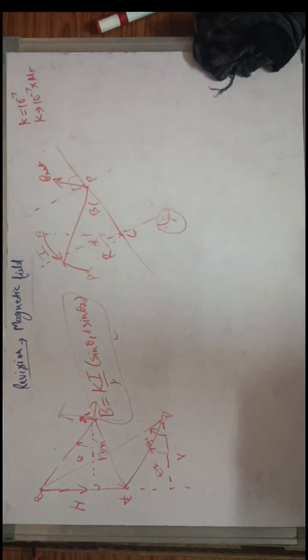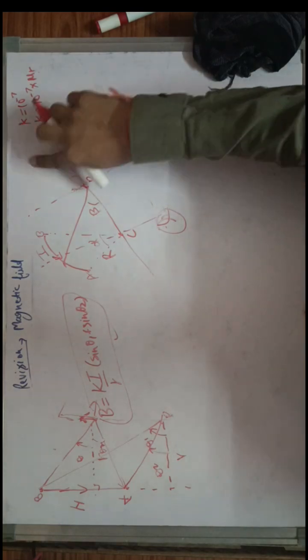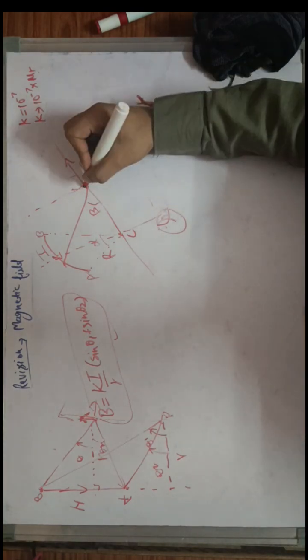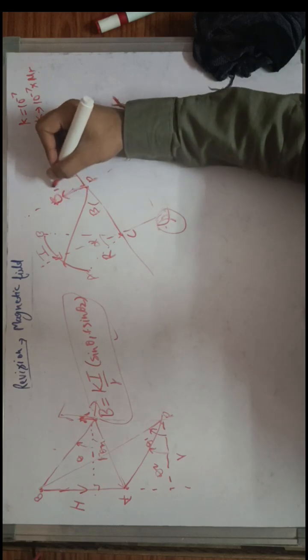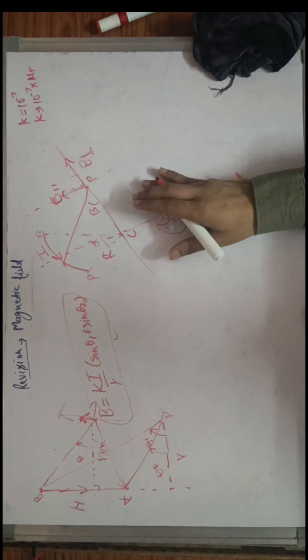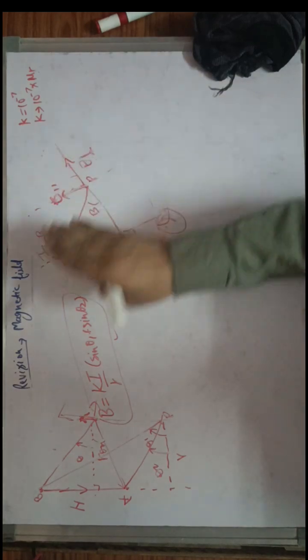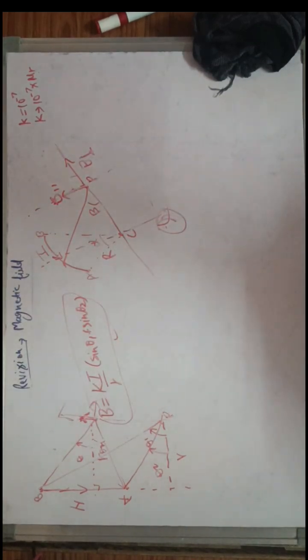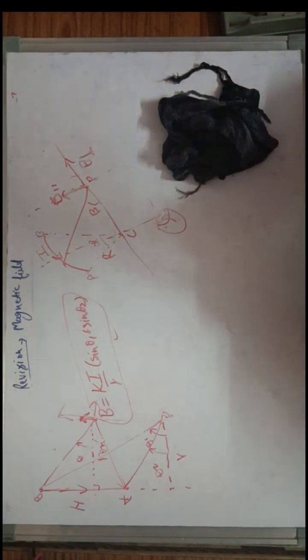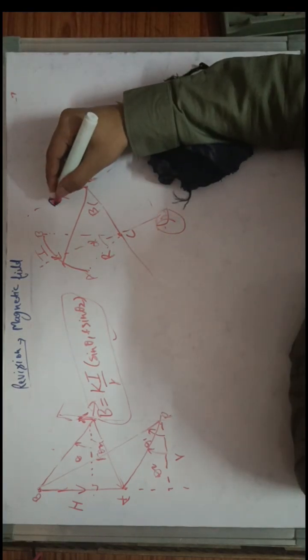Now this B net can be written as its two components. One is in this direction, which is called B perpendicular, and one in this direction, which is called B parallel. This is called B perpendicular because it is perpendicular to the plane of the arc, and it is called parallel because it is parallel to the plane of the arc.